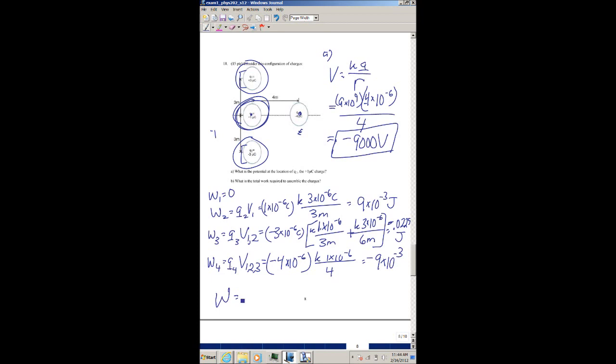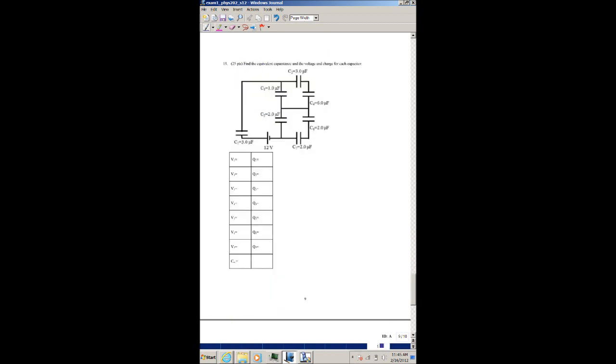And then if I add up all of these, work 1 plus work 2 plus work 3 plus work 4, that's negative 0.0225 joules, because I see that this one cancels with this one. That's the final answer. Alright, one more question.